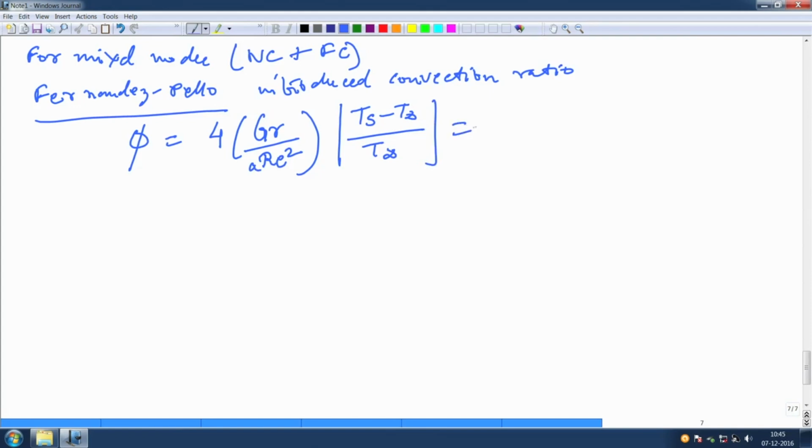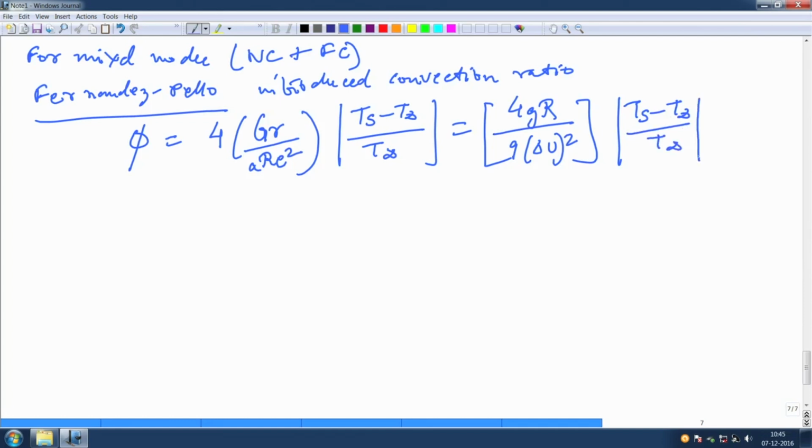This is equivalent to 4 Gr divided by 9 delta u square, because Reynolds number is related to delta u. This is Ts minus T infinity divided by T infinity bar. Okay. So, this is nothing but basically the Froude number. So, what he did, his convection ratio is basically like a Froude number ratio, right. It is like a Froude number, right. Gr by delta u square is like a Froude number.